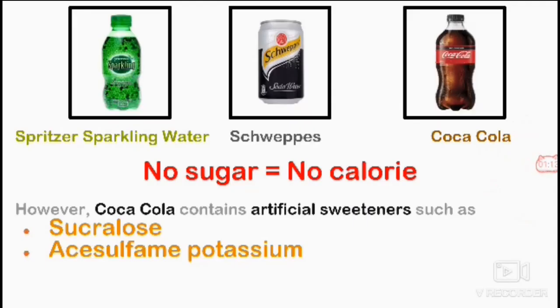Based on the study done, it shows that Spritzer sparkling water, Schweppes and Coca-Cola do not contain any sugar in their products, which means there is no calorie contribution. However, Coca-Cola contains artificial sweeteners such as sucralose and acesulfame potassium.